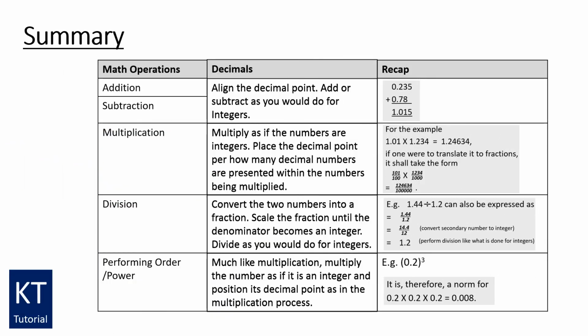If you're one of those people who like things to be on a single page, here's a table of all the math operations for decimals. In summary, when it comes to addition and subtraction, align the decimal point, add or subtract as you would do for integers. As for multiplication, multiply as if the numbers are integers. Place the decimal point per how many decimal numbers are presented within the numbers being multiplied. For division, convert the numbers into a fraction. Scale the fraction until the denominator becomes an integer and divide as you would do for integers. When performing orders or powers, much like multiplication, multiply the number as if it is an integer and position its decimal point as in the multiplication process.